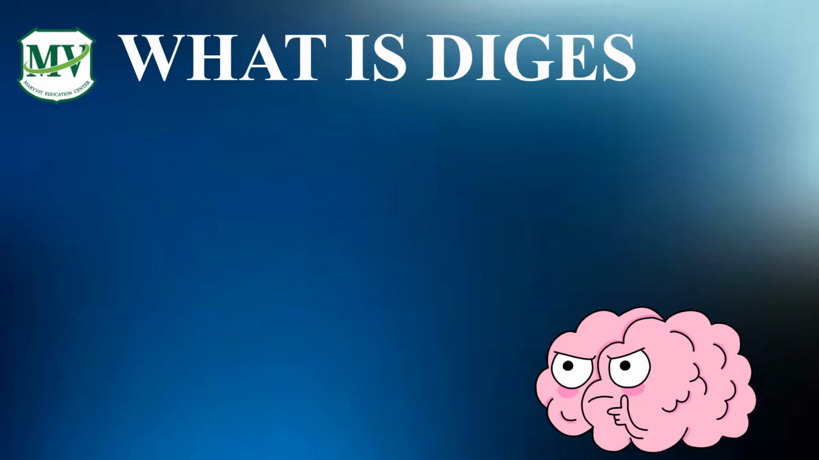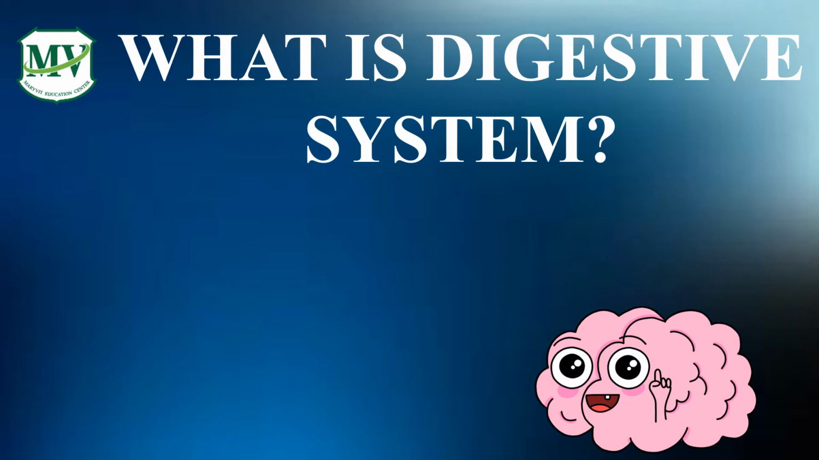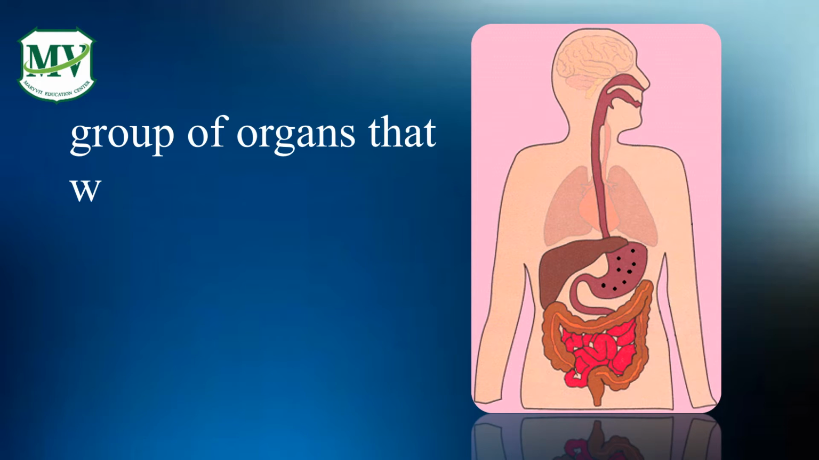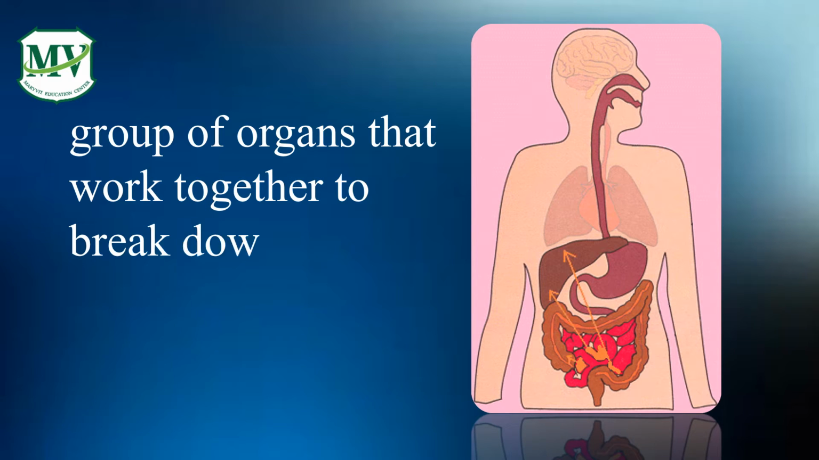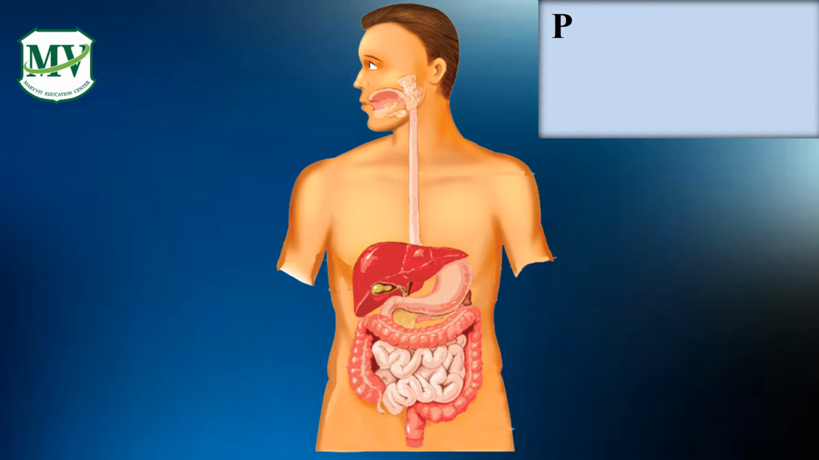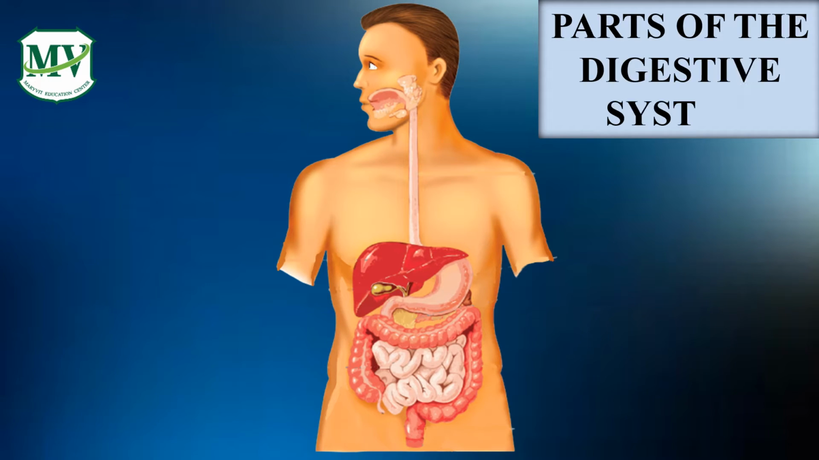When you hear the word digestive system, what comes into your mind? Yes, it is a group of organs that work together to break down food and to remove undigested food. There are a lot of different parts of the digestive system. Let's learn them one by one.